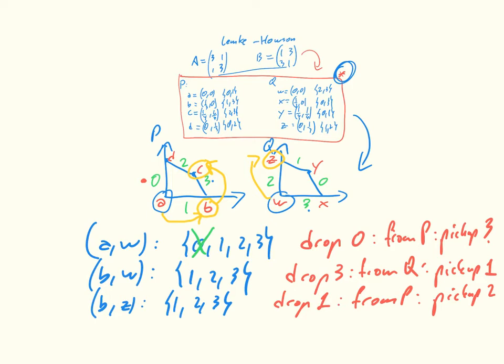And so now we have the vertex pair CZ with label set 1, 2, and 3. And we carry on. So we picked up 2, so we need to drop 2. We're going to drop 2 from Q this time. And when we drop 2 from Q, we go from here to here. And so we pick up 0.